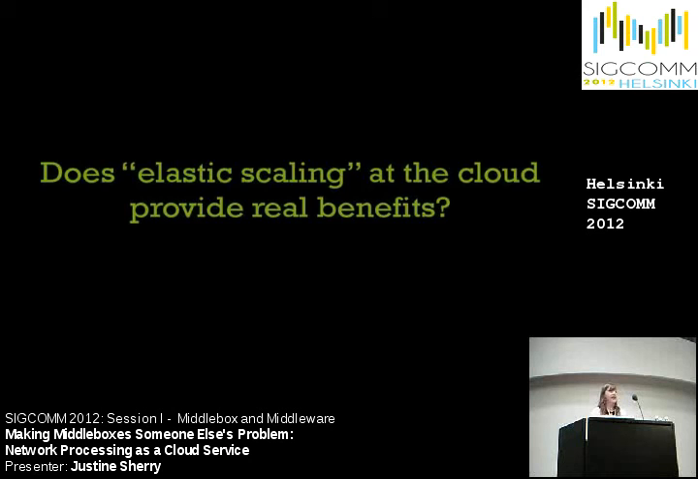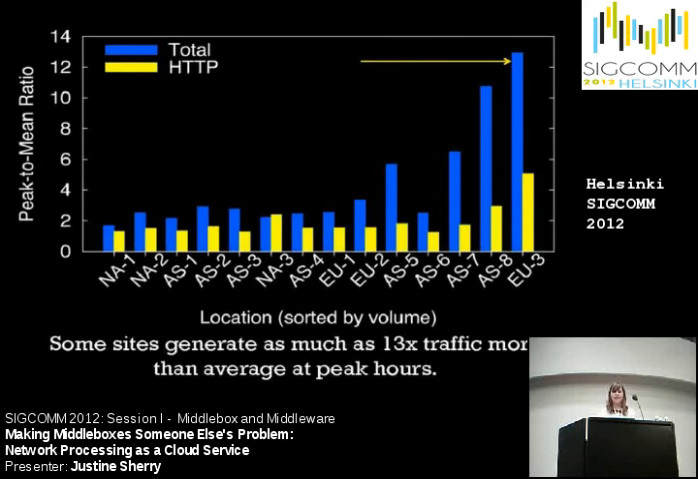What we see here is a bar graph. Once again, this is some sites of the enterprise. On the y-axis, we're showing the peak to mean ratio. So this is the peak traffic over the average traffic for each of the given sites. And we have the total traffic and the HTTP traffic. So in normal cases, for most of them, they're somewhere in between the 1 to 2x range.